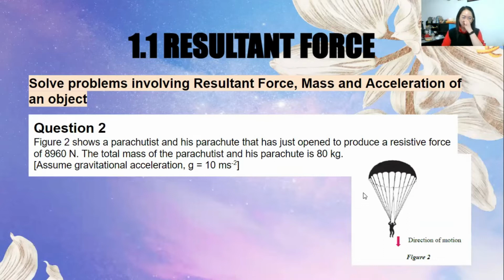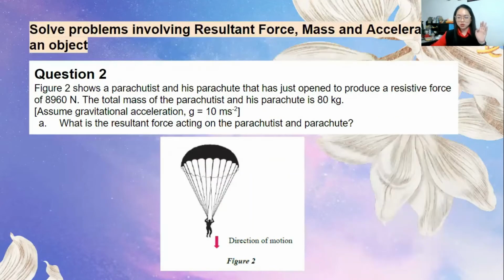Question number 2. Figure shows a parachutist and his parachute that has just opened to produce a resistive force of 8,960 Newton. The total mass of the parachutist and his parachute is 80 kg. Assume the gravitational acceleration g is equal to 10 meter per second per second. So when you see this kind of question, don't forget to label all the forces first so that you can see what happened and how to form the formula. Okay, label it.